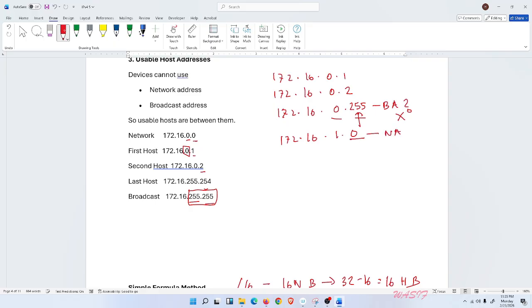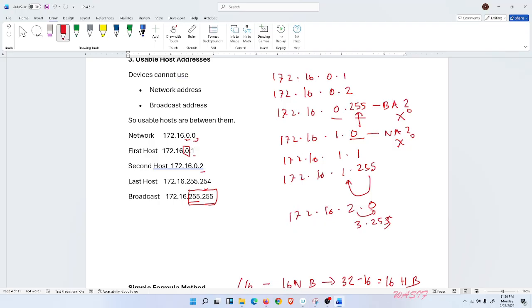Is it a network address? The answer is no. Why? Because we already know that 0.0 is the first address, which is the network address. Then it will become 172.16.1.1, then 172.16.1.255. Then again it will increase by 1, so it will become 172.16.2.0. So when it reaches 2.255, it will become 3.255.